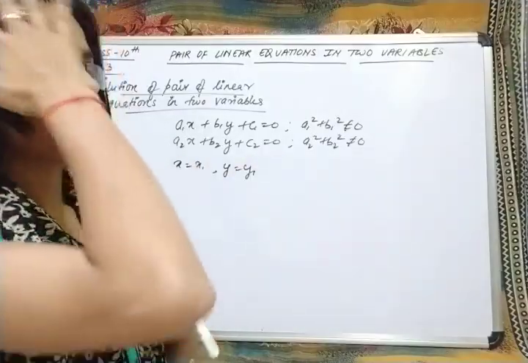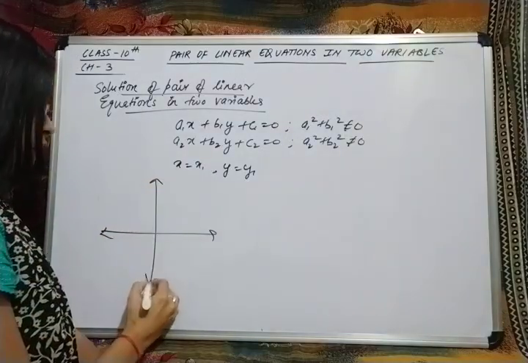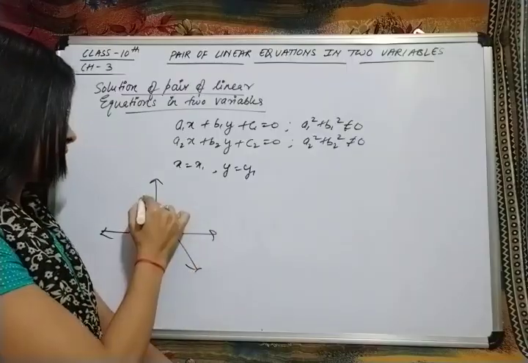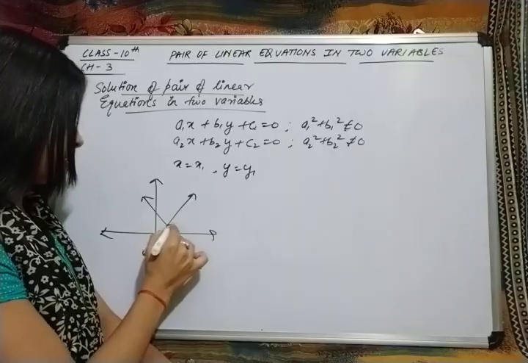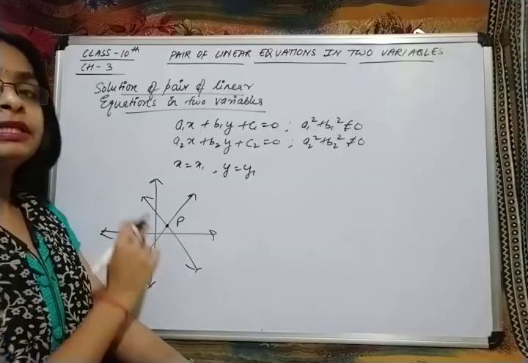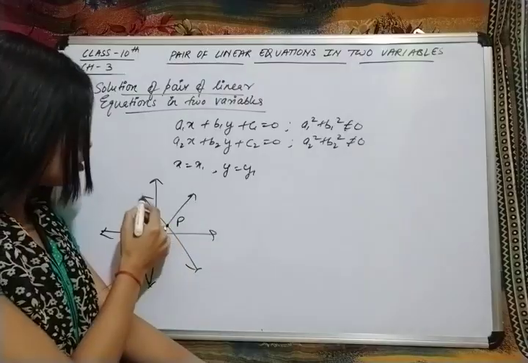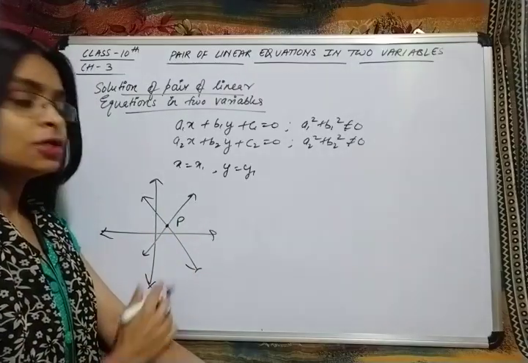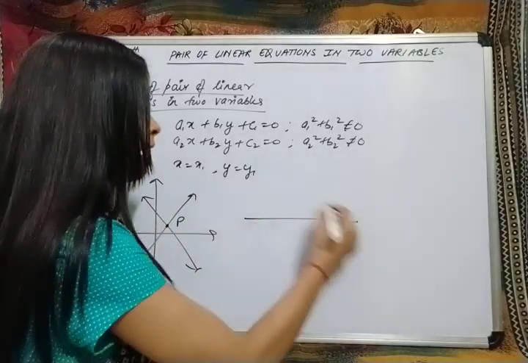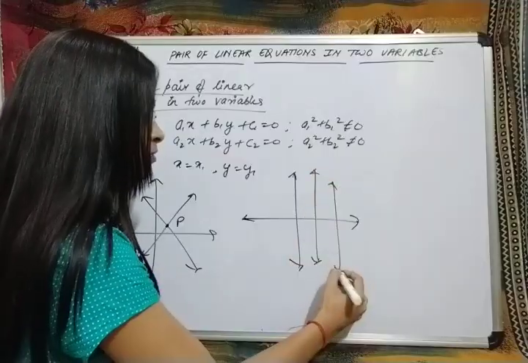Now see here. For a pair of linear equations in two variables, if we get two intersecting lines, like this one and this one, intersecting at this point P, then this point P is the solution of this pair of linear equations in two variables. This intersecting point is on this line and also on this line. So this common point, the intersecting point, is the solution. Now for parallel lines, in the Cartesian system, if I draw two parallel lines like this, they are not intersecting.